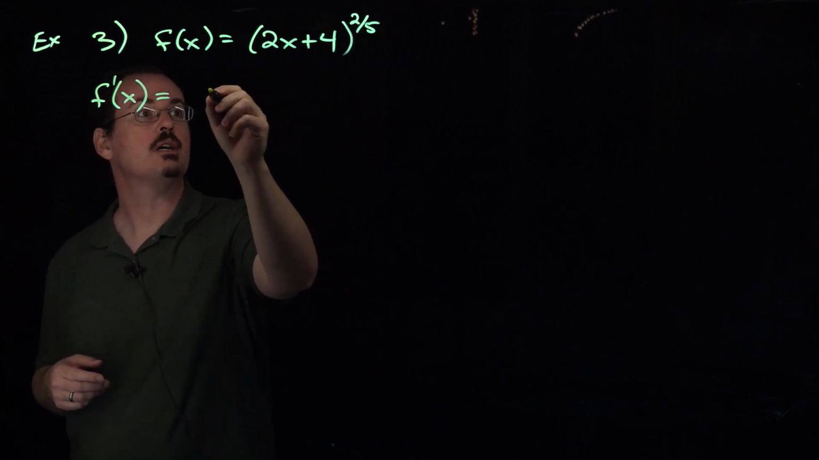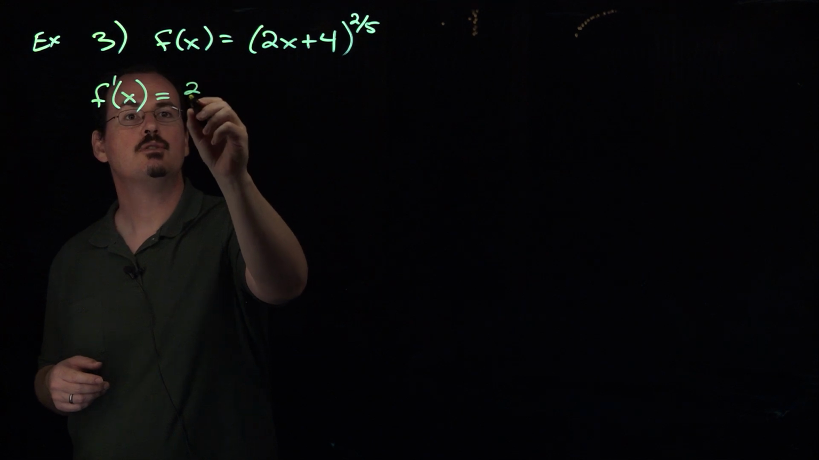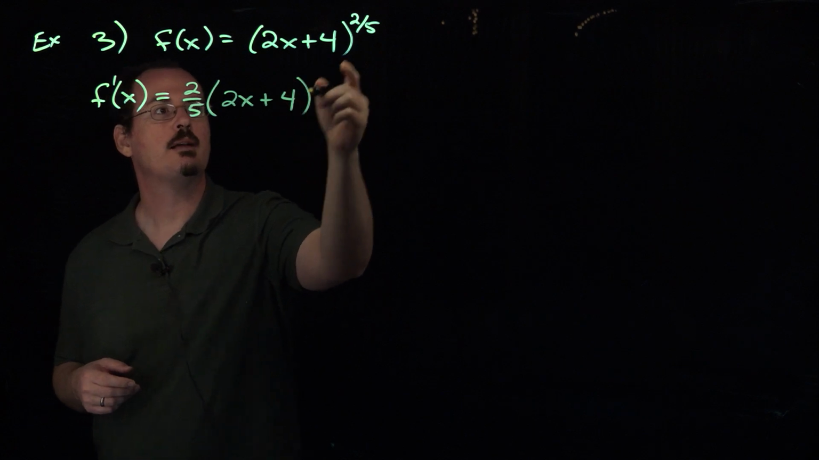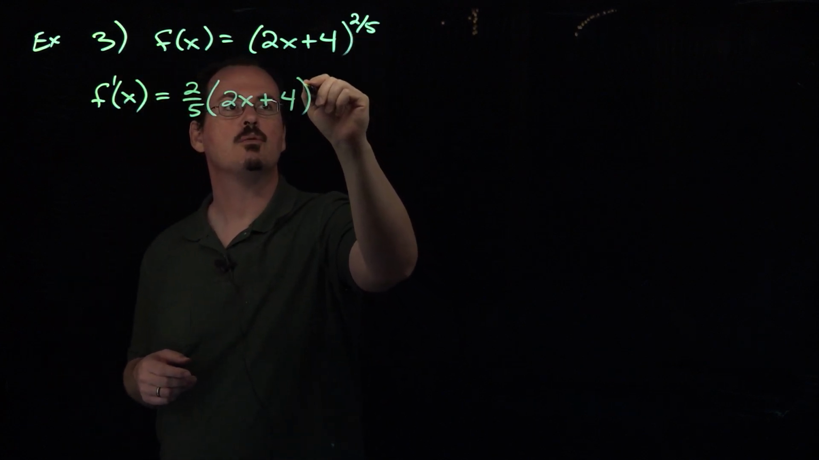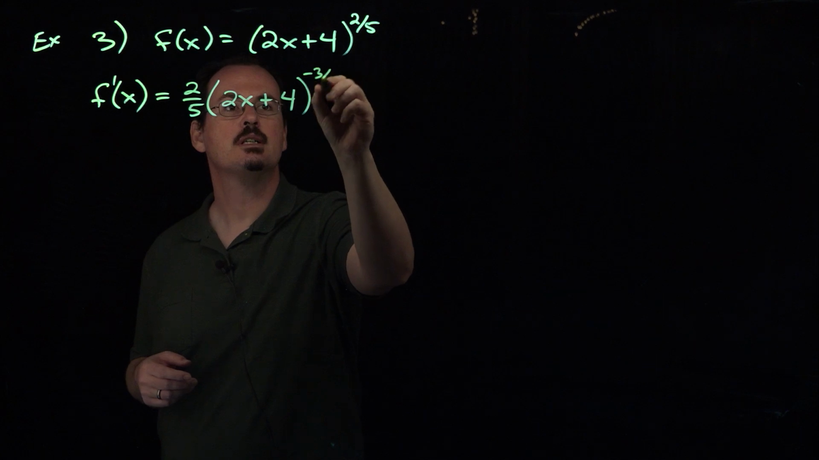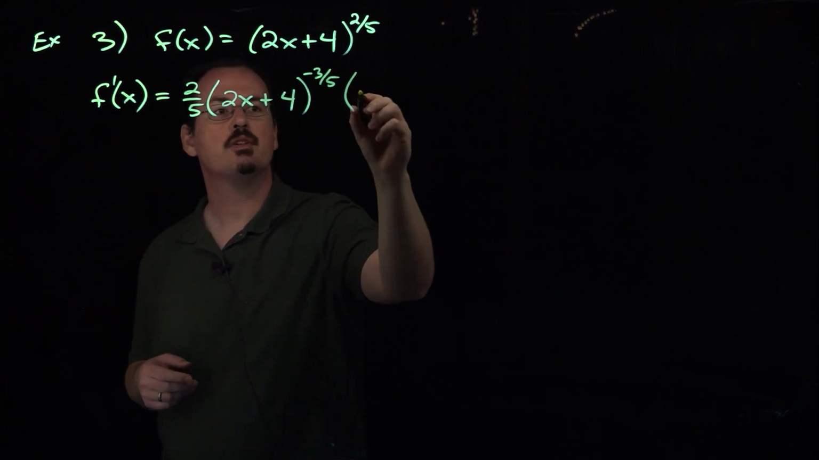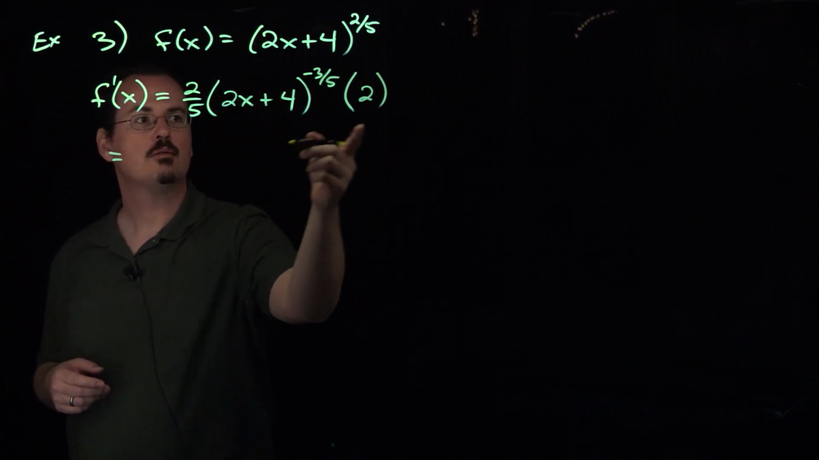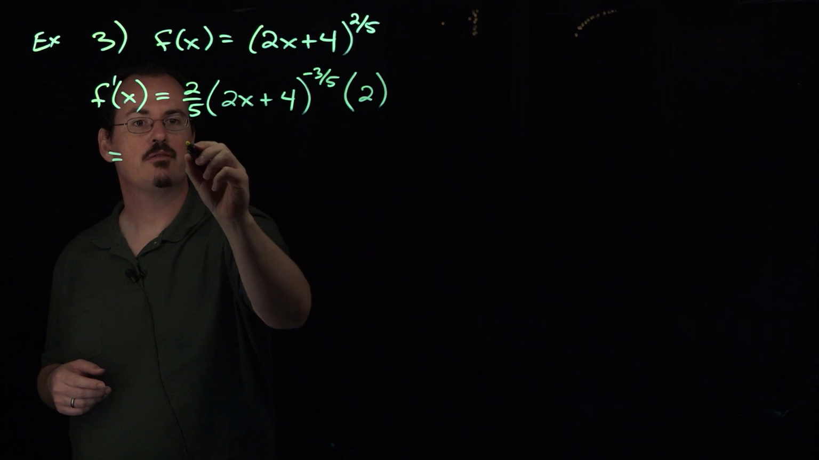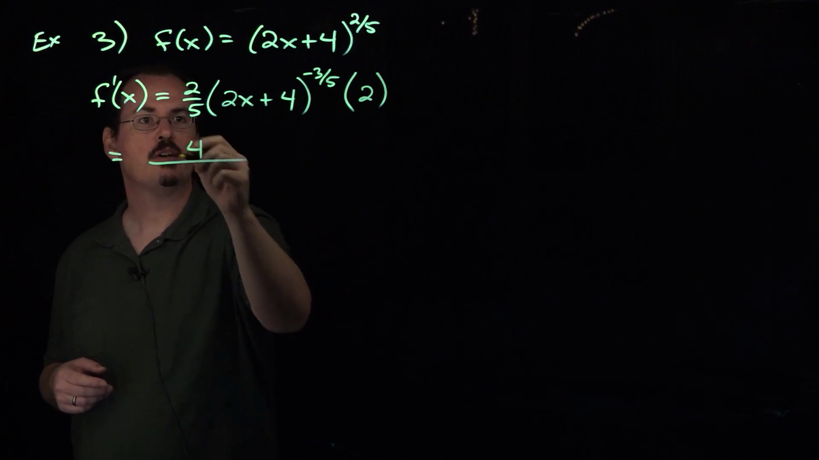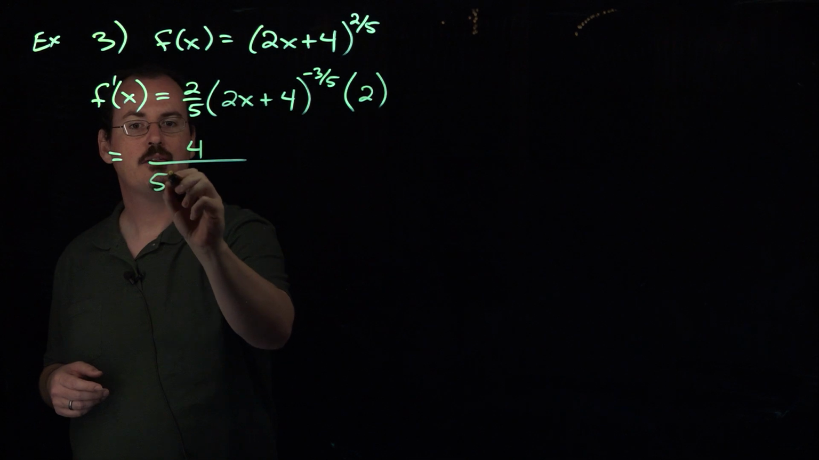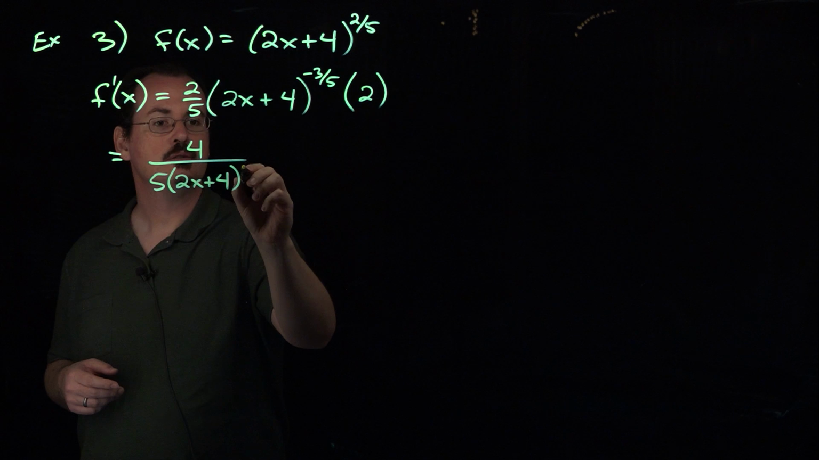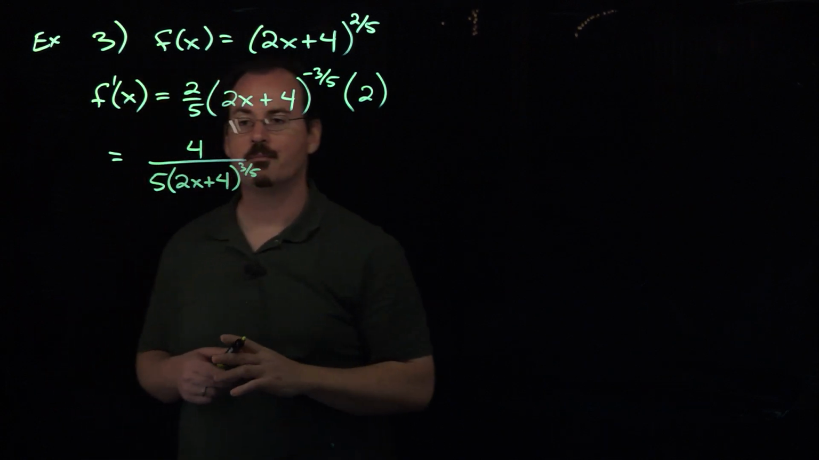So let's use the chain rule here. Put the 2/5 in front, leave the inner function alone, lower that power by 1, so 2/5 minus 1 is negative 3/5, and then we multiply by the derivative of the function that's on the inside, which is 2. So we'll simplify this. We'll multiply the constants together. We're going to get 4 over, that 5 is in the denominator, so we're going to get 5 times (2x + 4) to the positive 3/5 power.